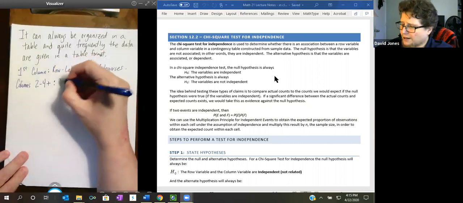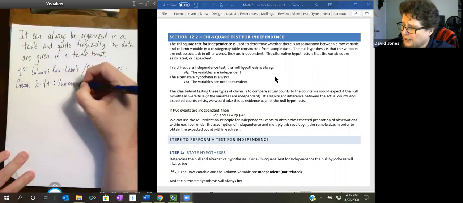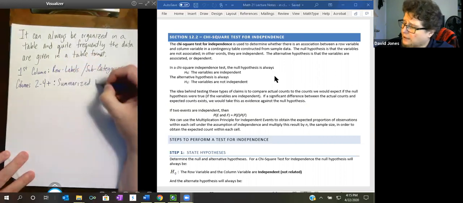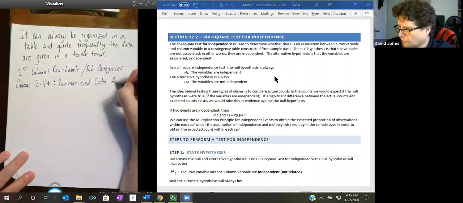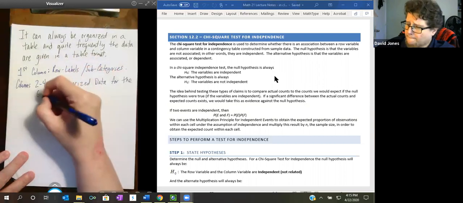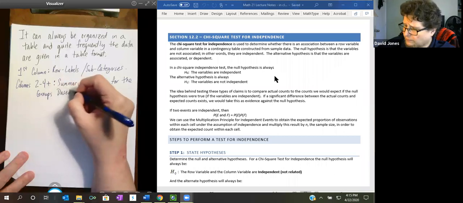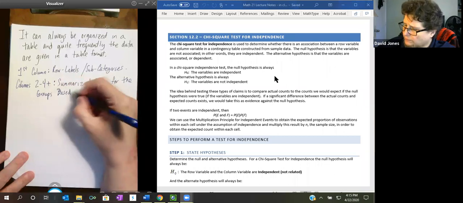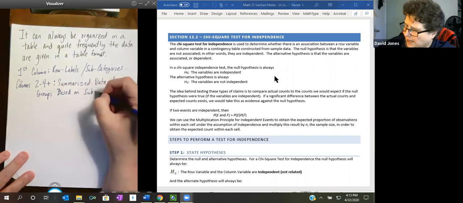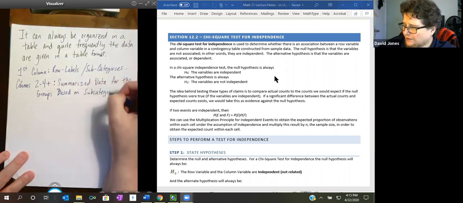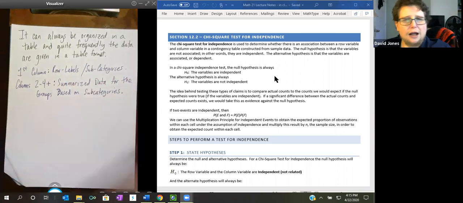This is summarized data for the populations, before the groups based on subcategories. And I know you guys have seen it. It was on the midterm. It was, are you a sophomore, freshman, junior, senior? Do you like pepperoni? Do you like sausage? Do you like cheese pizza? We had a table.